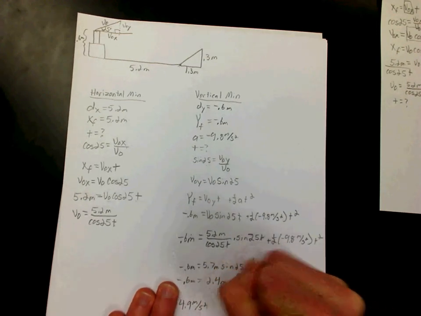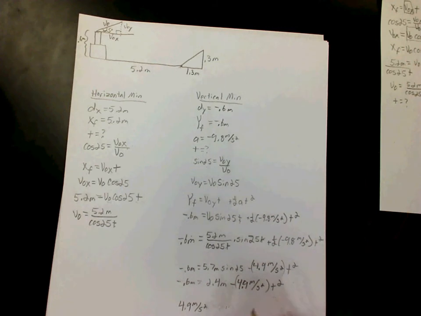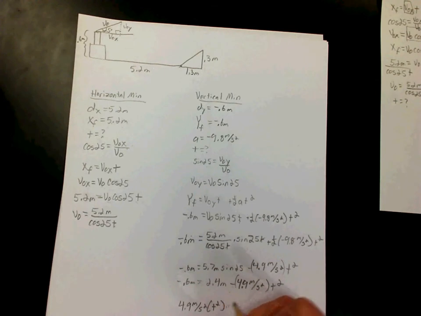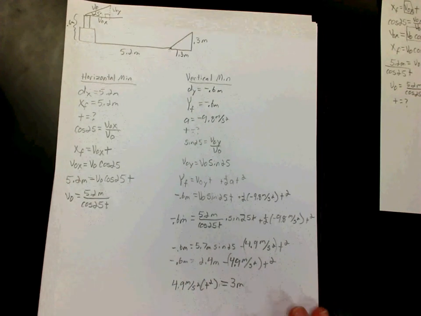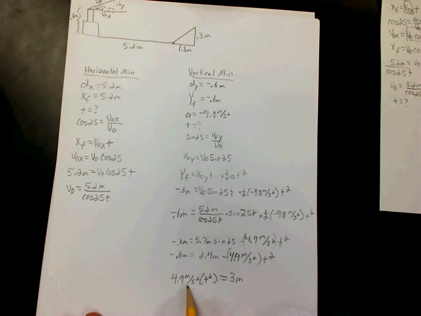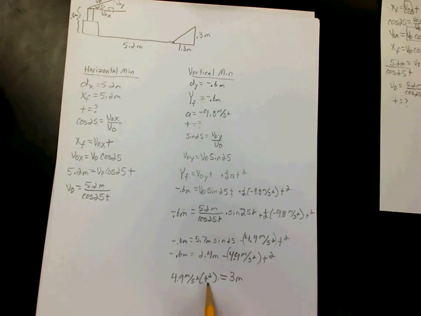All right, so time squared, let me just erase this, make it a little cleaner for you. So 4.9 meters per second squared times time squared is going to equal 3 meters. I'm just adding this to both sides, 0.6 plus 2.4, you get 3. Now I'm going to try to solve for t.